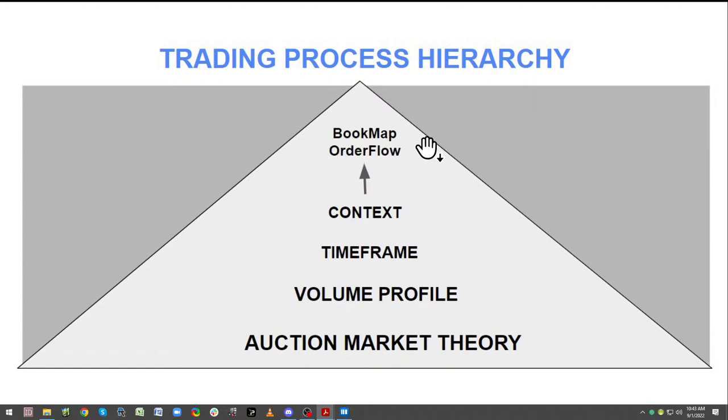that I use, because I needed a way to understand what was going on in the book. I found that being a DOM reader, just watching the bids and the offers moving around, I couldn't remember where anything was. I can't remember it and do everything else. So Bookmap became a tool for me to watch and understand the behavior of the order book, to learn what it might mean, and how to use it at times when there's potentially alignment with other auction-based structure.